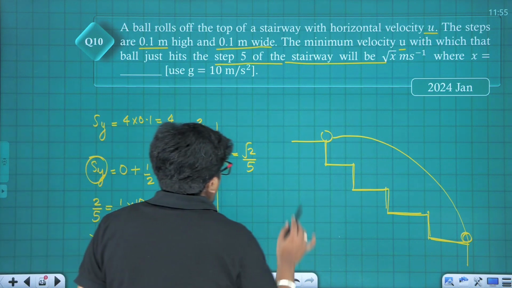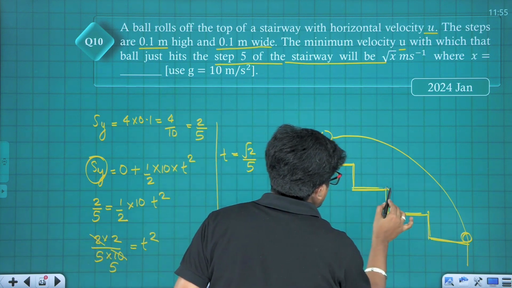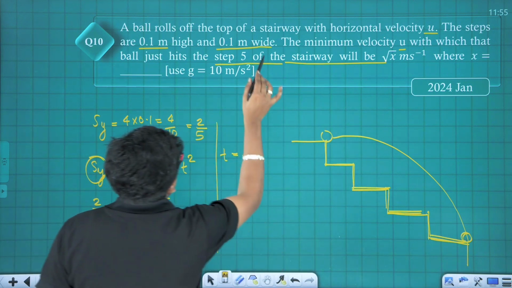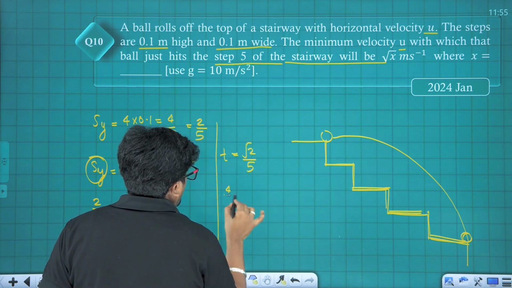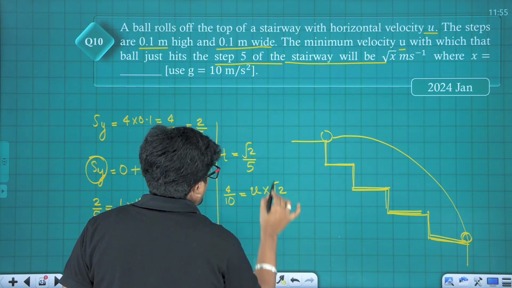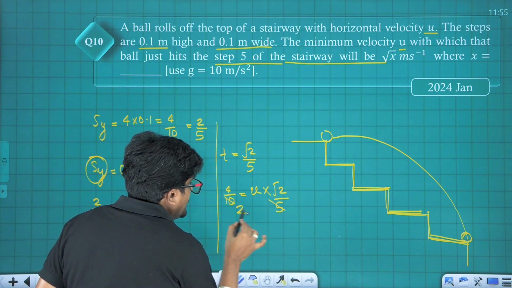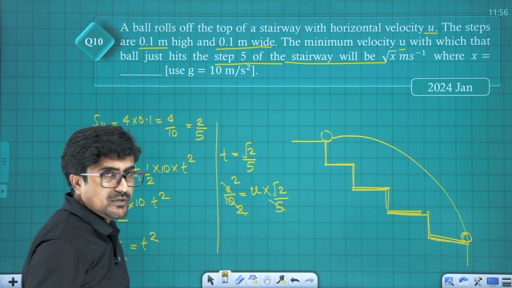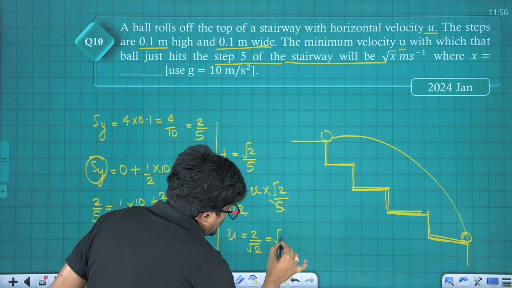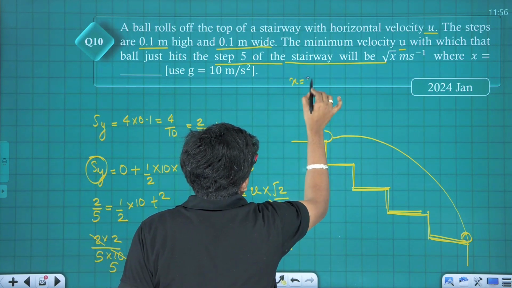Now if I consider this particular horizontal distance, there it is 1, 2, 3, 4. In that condition the horizontal distance is going to be again 4 by 10, that is equal to u into time taken, and time taken is root of 2 upon 5. As you all know, this one and this one will cancel each other, that will leave 2 here. Now u is 2 by root 2, that is equal to root of 2, which means x is equal to 2 here.